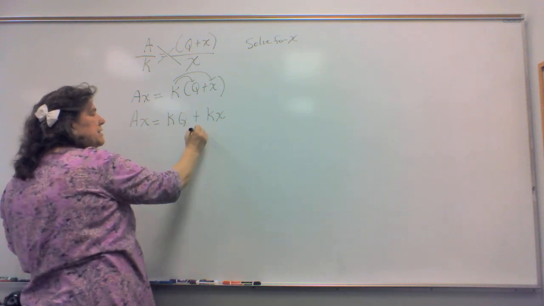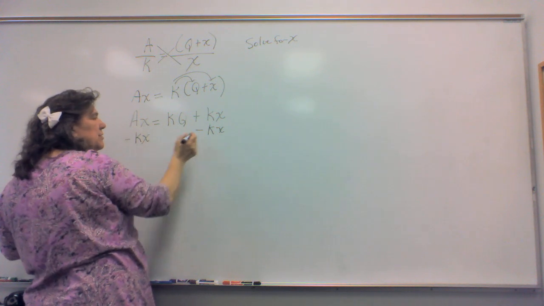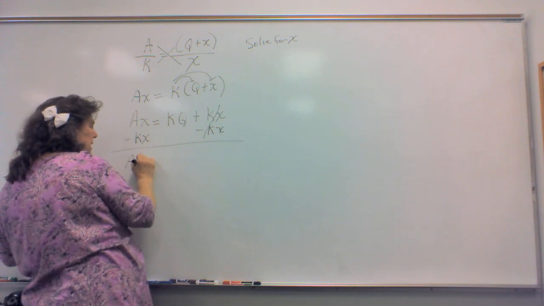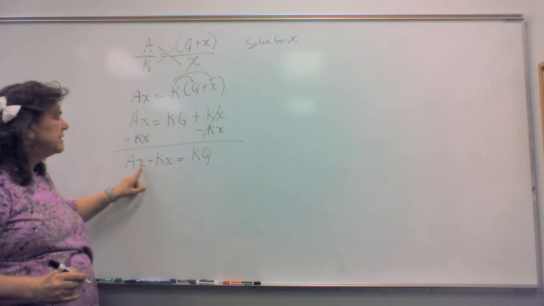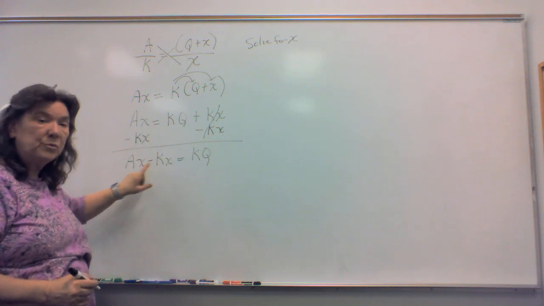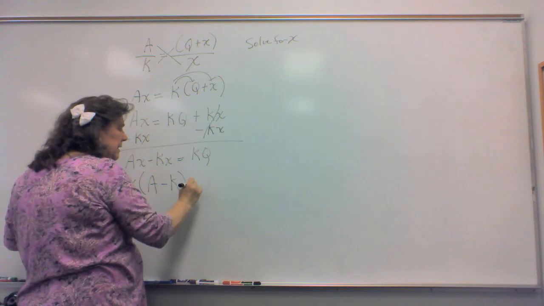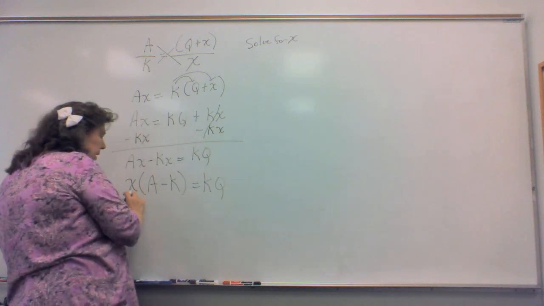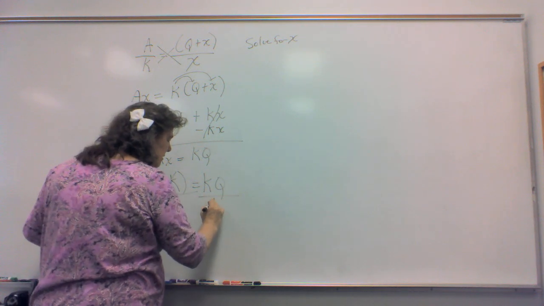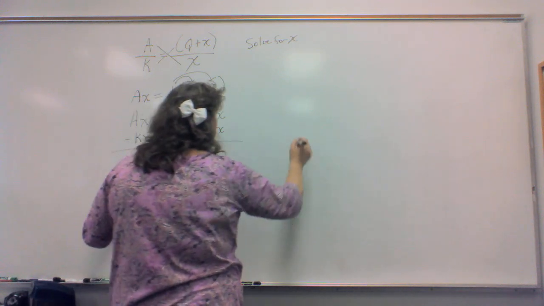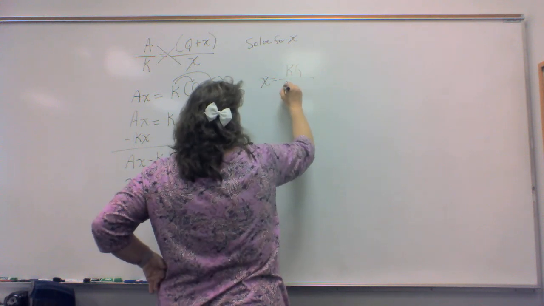Now our next step, since we're solving for X, is we want X all on the same side of the equation. So we're going to subtract KX from both sides. And since these are not like terms that we can do anything with at this point, we're going to have to write AX minus KX is equal to K times Q. Now the next step is to factor out our common factor, which is X. So X times A minus K is equal to K times Q. Now we can divide by A minus K on both sides. Thus, we end up with X is equal to K times Q over A minus K.